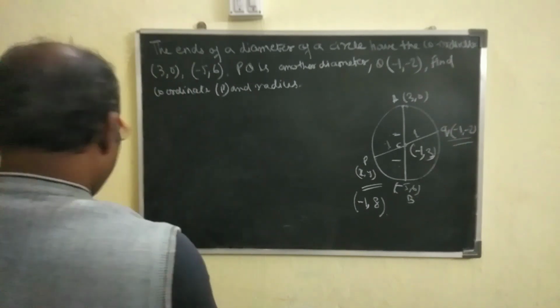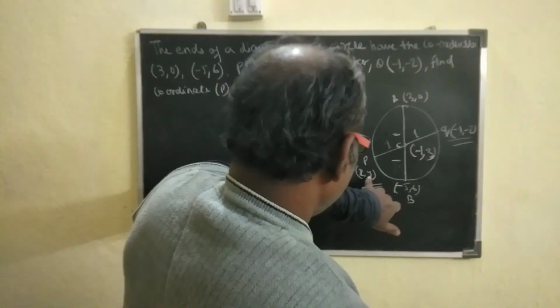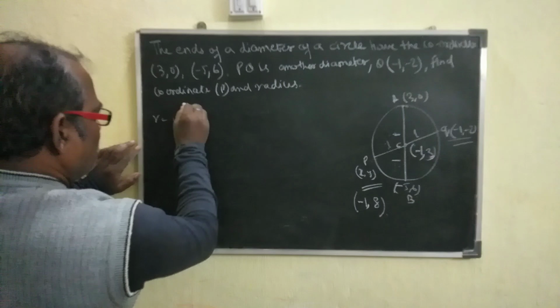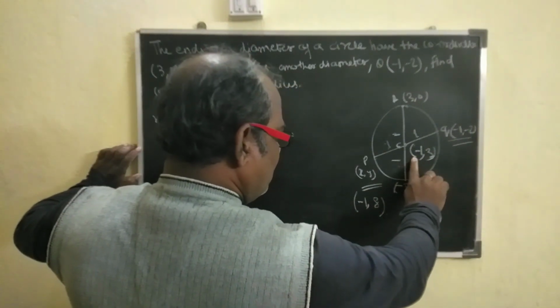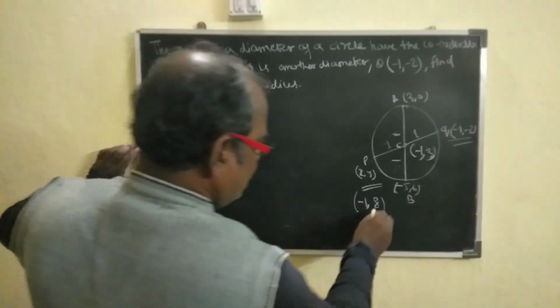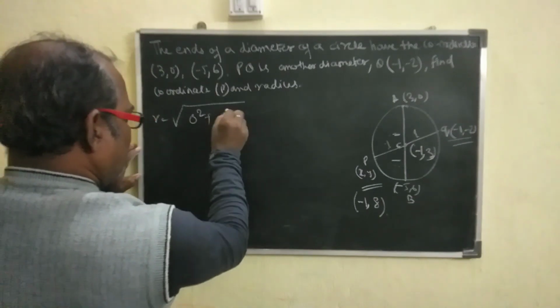Now we try to find out the radius. That is, this becomes the radius. So here radius equals to root over minus 1 minus minus 1, it is equal to 0 square plus 8 minus 3, that is 5 square.